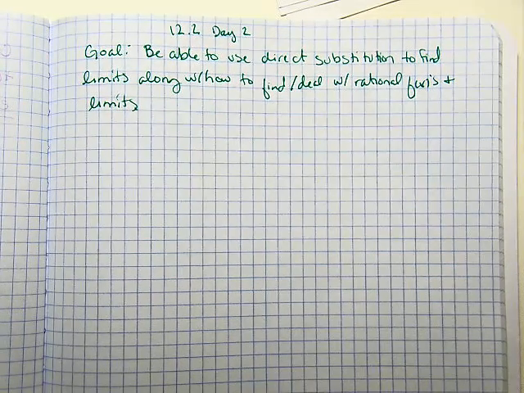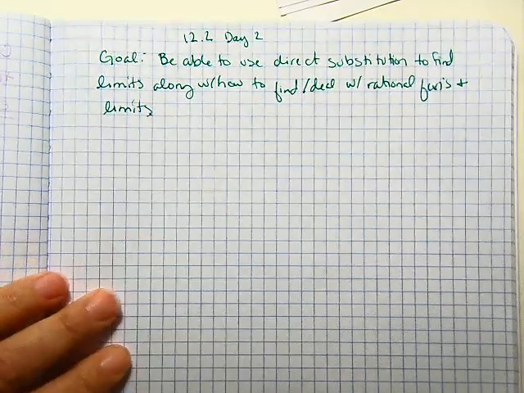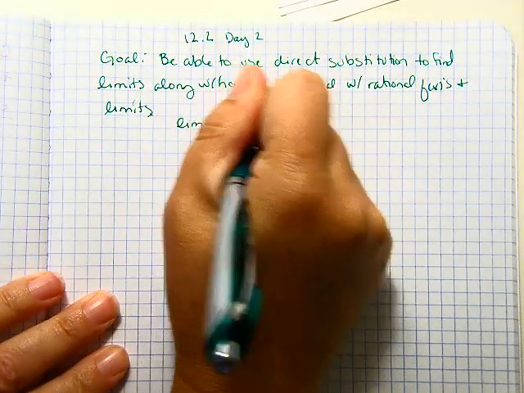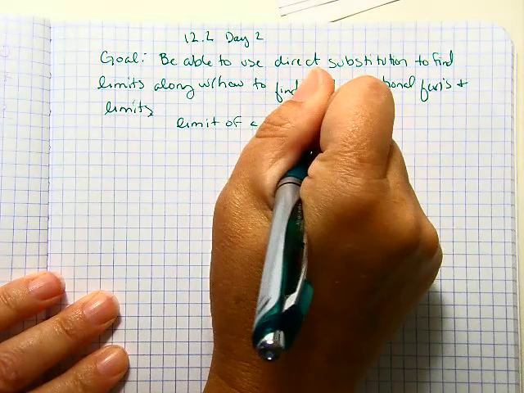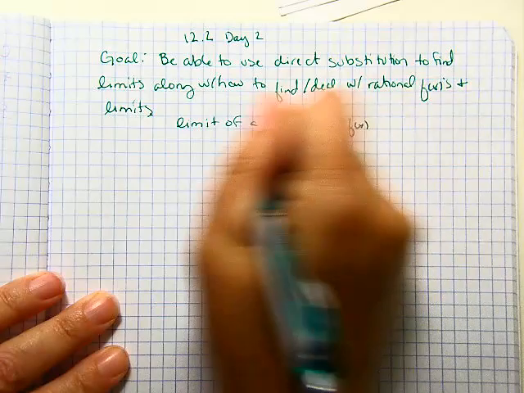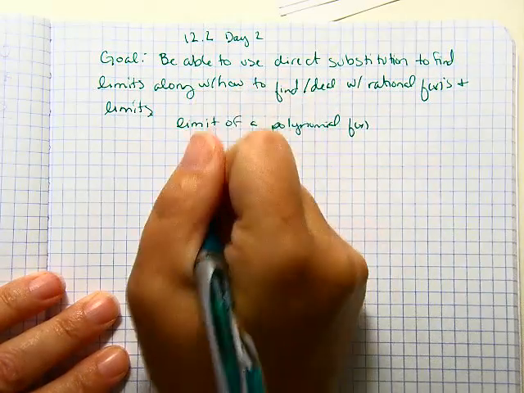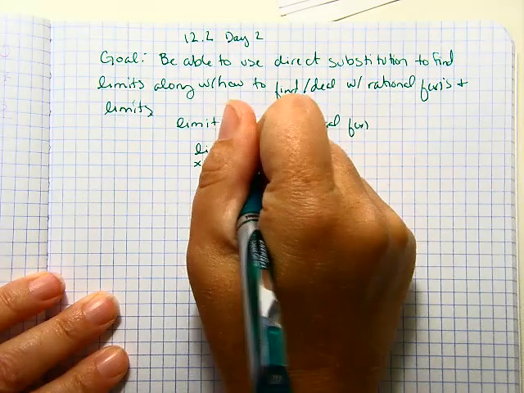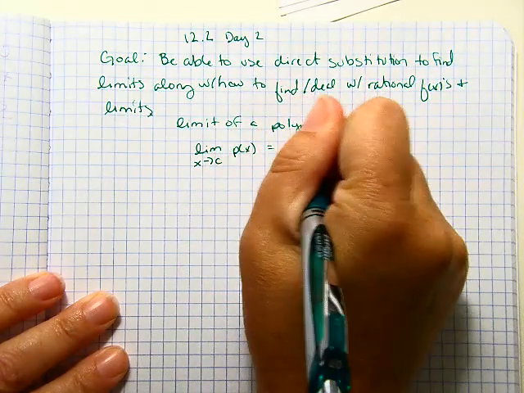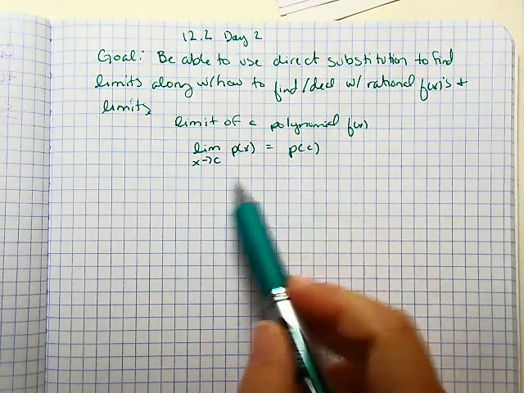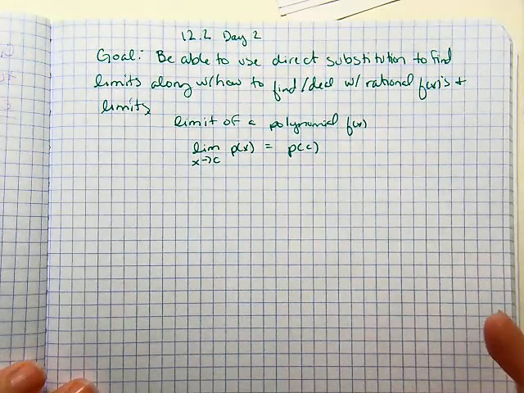So first we're going to do direct substitution. There are two sayings. The limit of a polynomial function, the limit as x approaches c for p of x, will just equal p of c. So you can use direct substitution and literally plug the number into the equation.